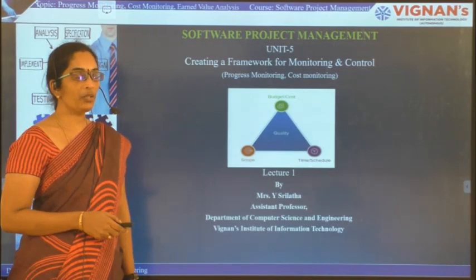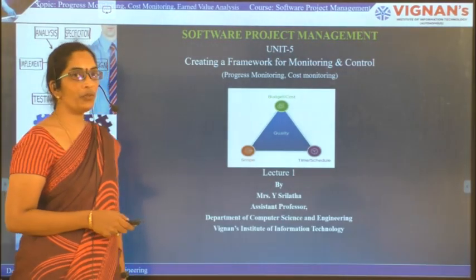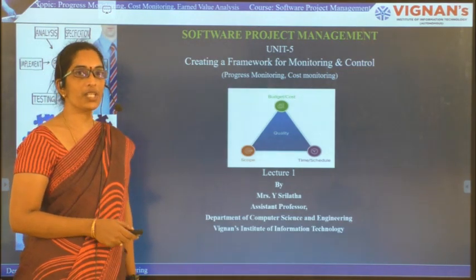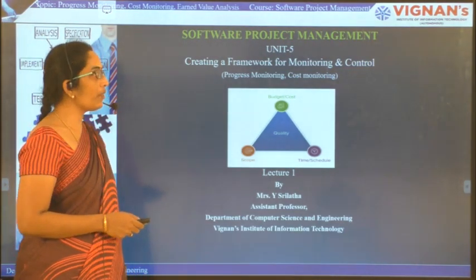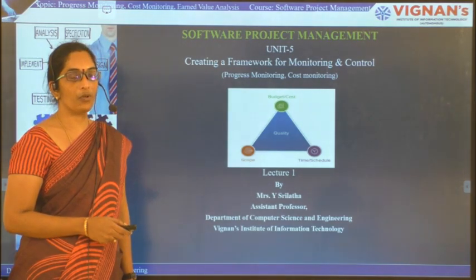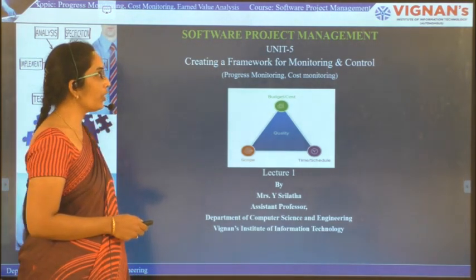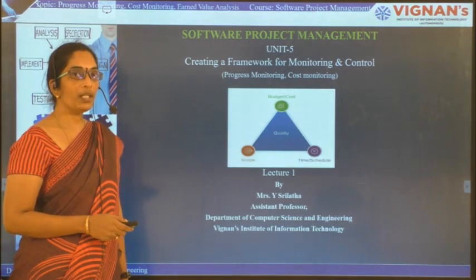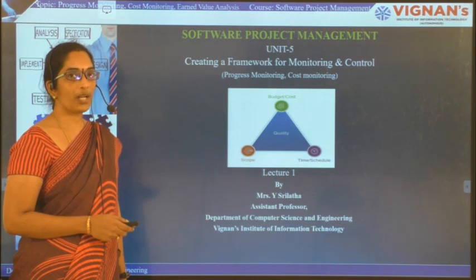Welcome back, children. Today in this session, we are going to learn Unit 5 in Software Project Management, which is creating a framework for monitoring and control. So in this session, we are going to cover progress monitoring, cost monitoring, earned value analysis, defect tracking, and issues tracking.